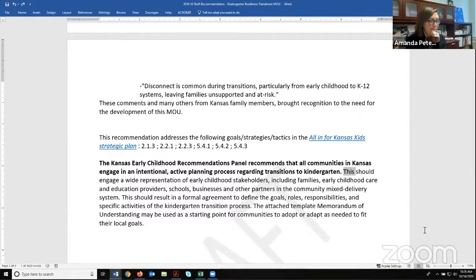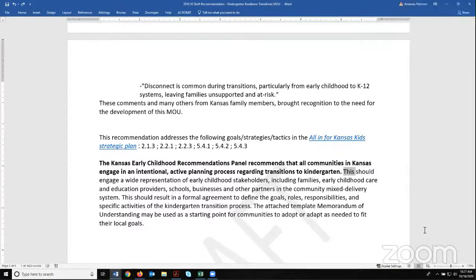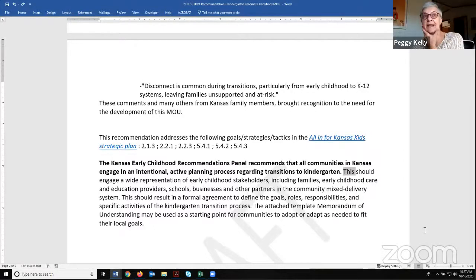Below. Yeah, so is it that planning or collaboration? Collaboration is good. We don't have that in there. This is Peggy. What if we said this work should be done in a collaborative manner?